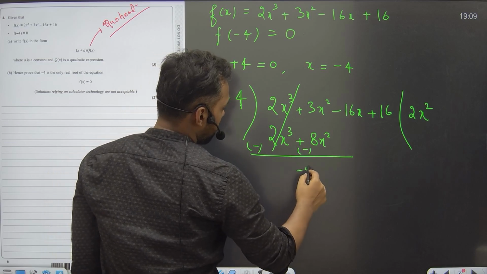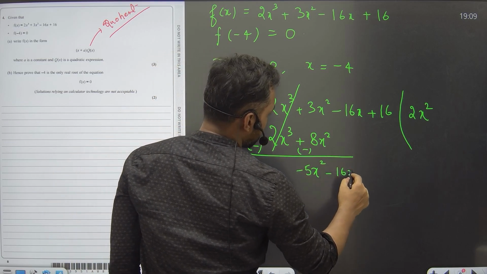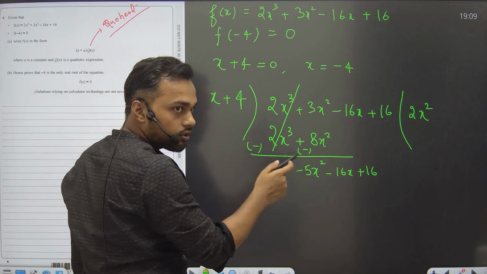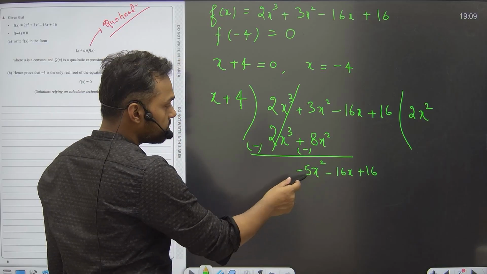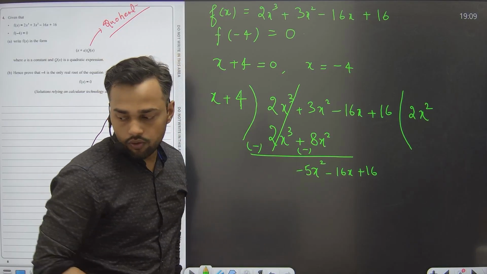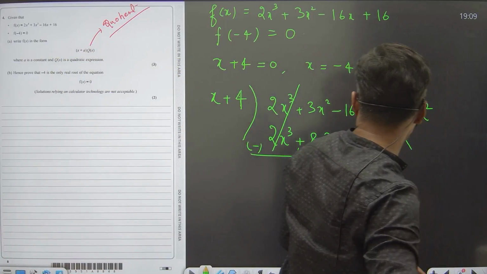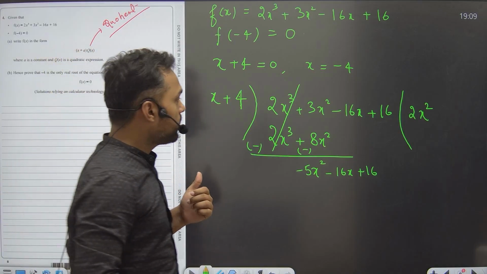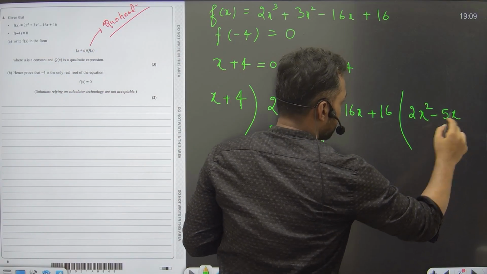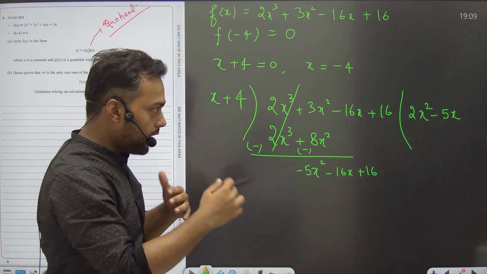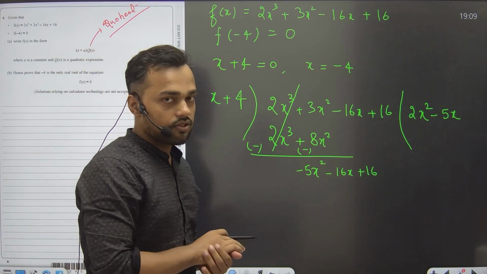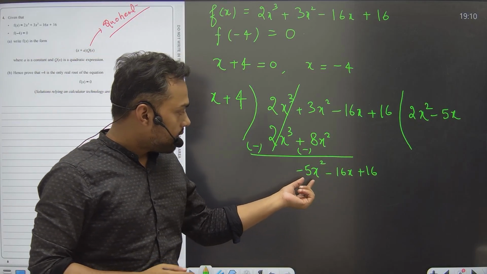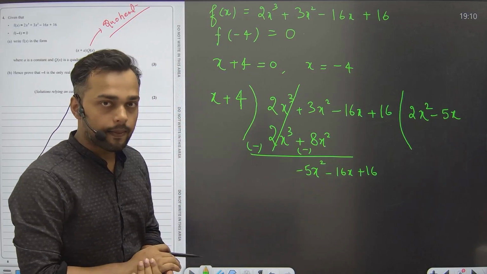Here you will get negative 5x square minus 16x plus 16. Now again you need to see what the coefficient of the first term is. This is negative 5x square, so here you will get negative 5, and the variable here is x square. Here you have x, so you will take it with negative 5x. The main agenda for dividing this type of polynomial function is that we need to make the required term with whatever is there.